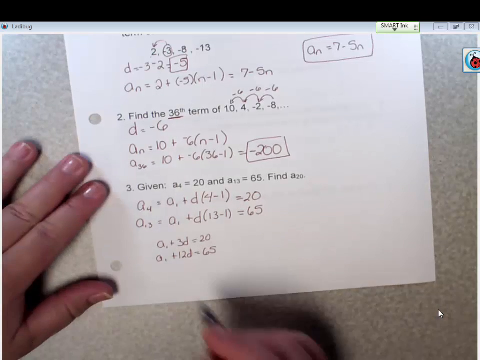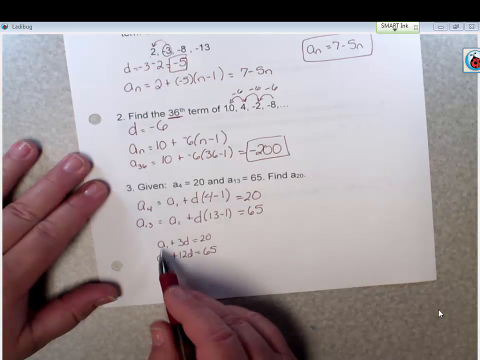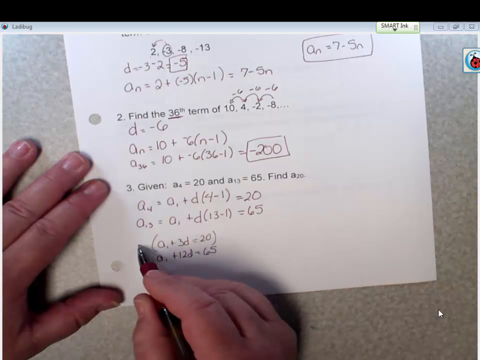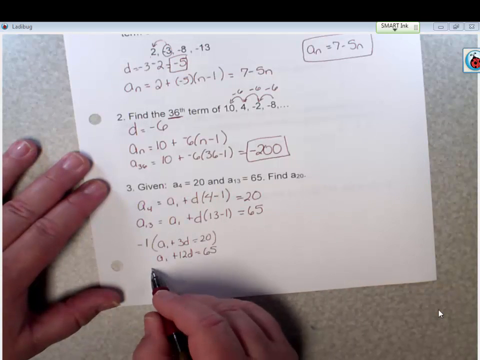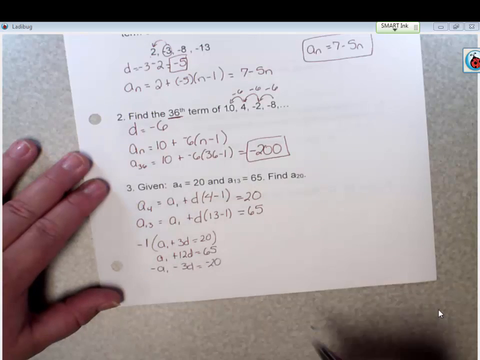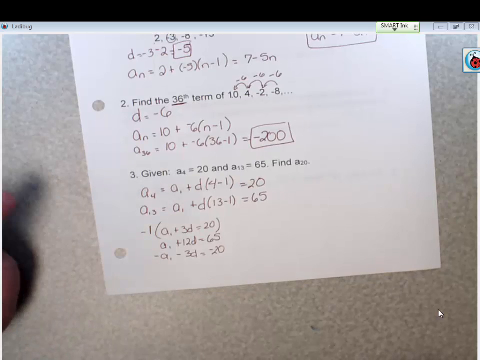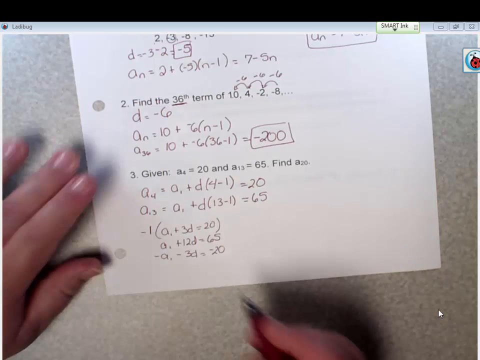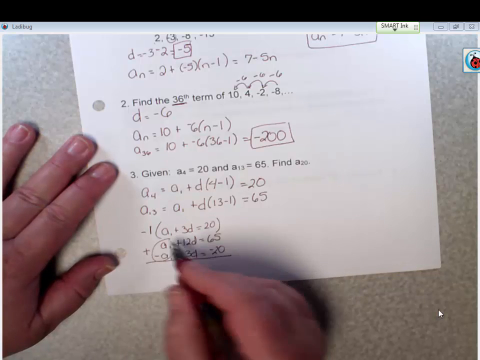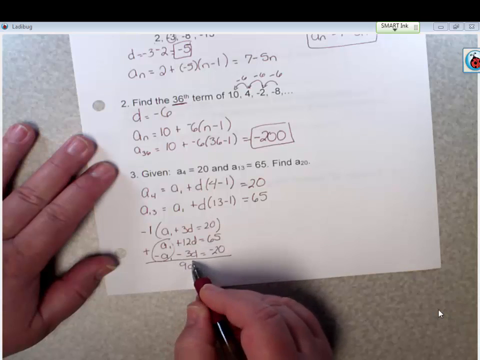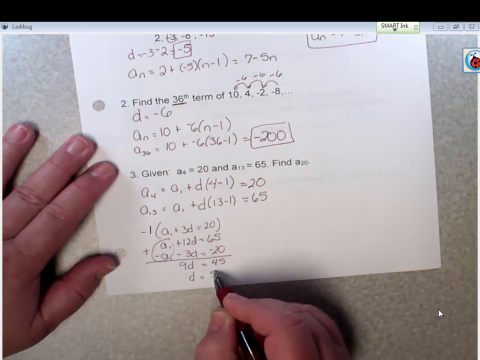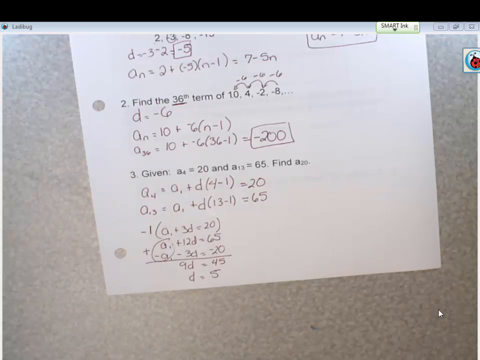Okay, all right, so in order to eliminate, you have to have opposite signs. So what I want to do here is multiply this whole thing by -1. And when I do that, I get negative a sub 1 minus 3d equals negative 20. Everybody cool with that? All right, so then we add the two equations together, and this goes to 0. We get 9d equals 45, which means d equals 5. So we were able to now have the difference, right?